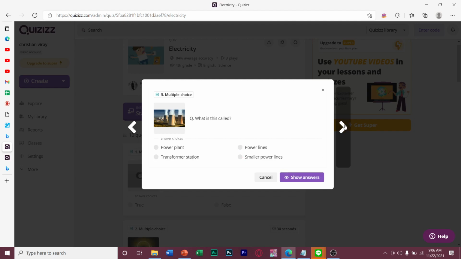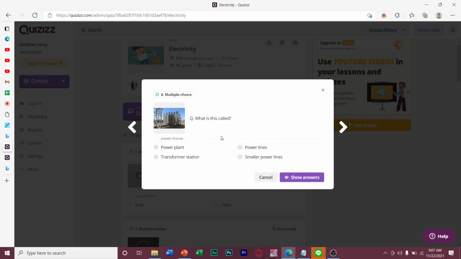Power plant. Next. What are these called? Power plant, power lines, transformer station, smaller power lines. Okay, the correct answer is letter B, power lines. Next, what is this called? Power plant, power lines, transformer station or smaller power lines? You should answer already. Alright, transformer station. Very good. Next, number 8.